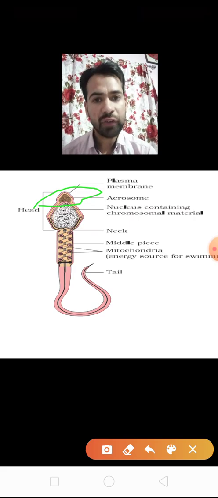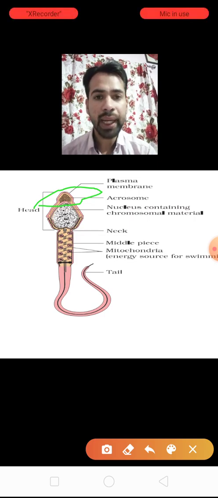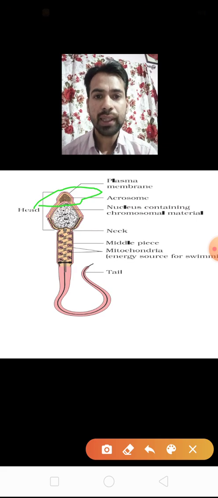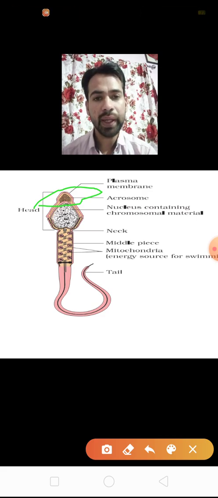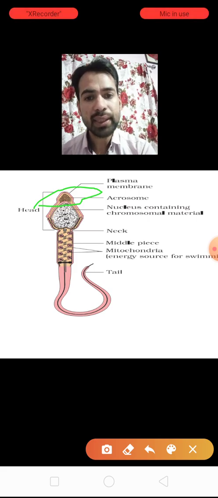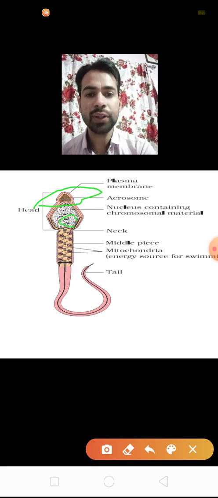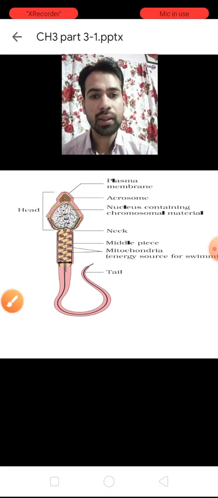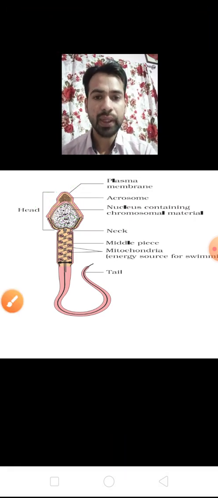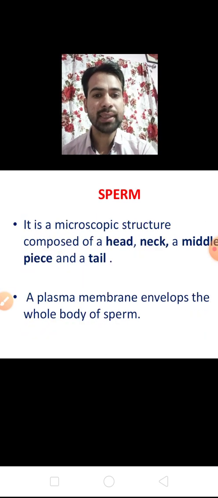After penetration, the sperm enters into the egg and fuses with the egg cell, and they lead to the process of fertilization. In the sperm head, the nucleus is also there. You can see on your screen the nucleus. The nucleus contains the genetic material. Okay, clear? The first part of the sperm, that is head.